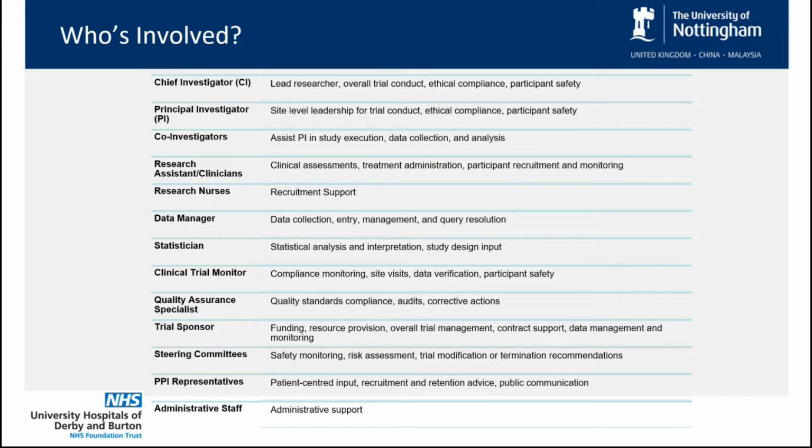And then from a trial oversight point of view, you'll have data managers, statisticians, trial managers or clinical trial monitoring. For smaller trials, that might be organised by the sponsors. For larger trials, you might want to work and collaborate with a clinical trials unit, who are organisations that have expertise in delivering and collaborating and running clinical trials.